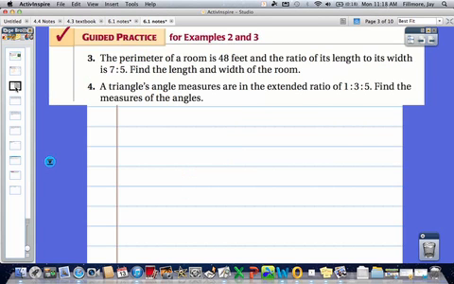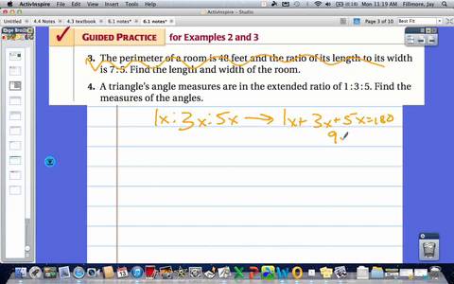Let's do one more like that. Not number 3, let's do number 4. A triangle's angle measures are in the extended ratio of 1 to 3 to 5. Find the measures of the angles. Well, we know that 1, 3, and 5 don't add to give us 180, so this is reduced. So we'll say 1x to 3x to 5x. And for our equation, that should be 1x plus 3x plus 5x, and it should equal 180 because all the interior angles of a triangle always add to 180.